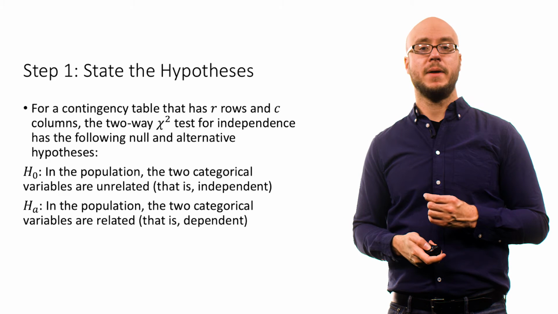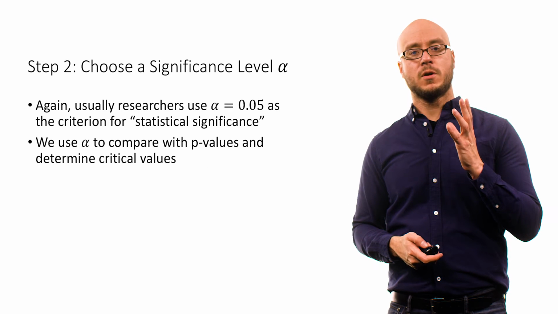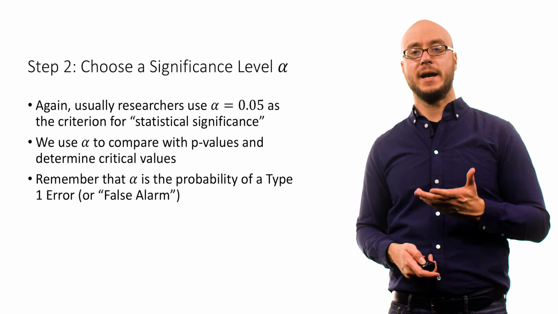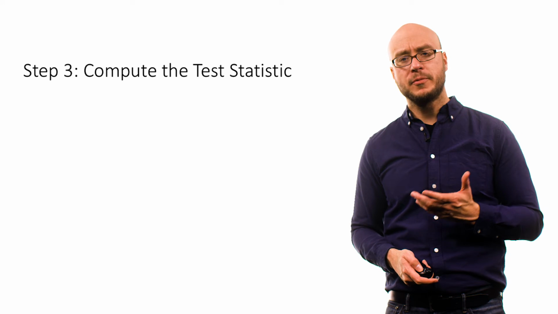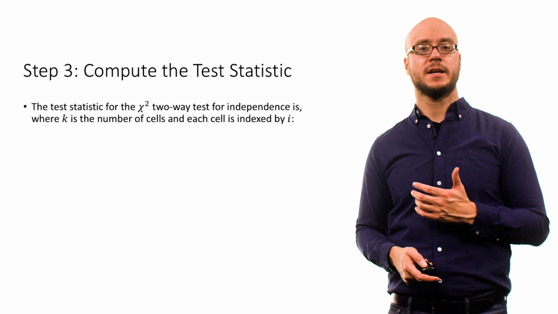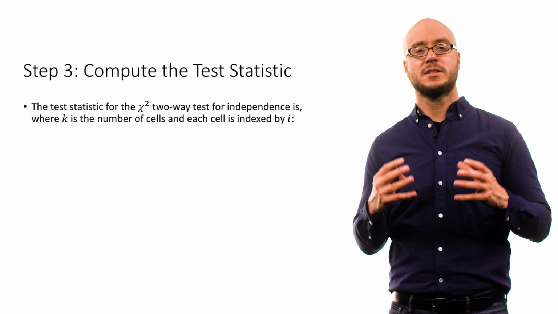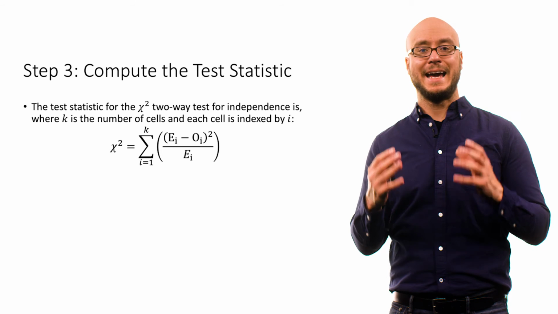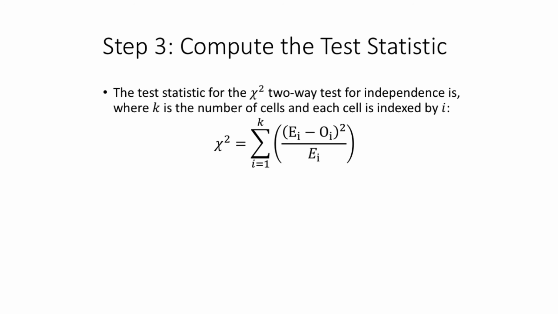They are dependent. For step 2, we choose a significance level. We're going to use alpha, just by convention. For step 3, we can compute the test statistic. The test statistic for the chi-square two-way test for independence is simply as follows, where k is the number of cells and each cell is indexed by i. Keep in mind, since we have two variables, the number of cells is 2 times 3, because we have 6 cells in our contingency table.